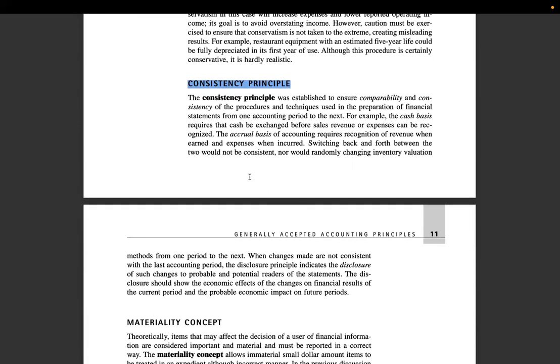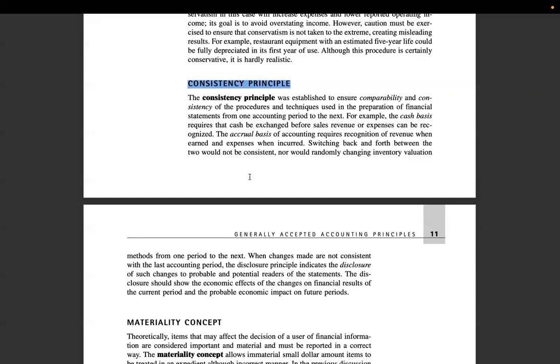Go ahead. The consistency principle was established to ensure comparability and consistency of the procedures and techniques used in the preparation of financial statements from one accounting period to the next. For example, the cash basis requires that cash be exchanged before sales revenue or expenses can be recognized.